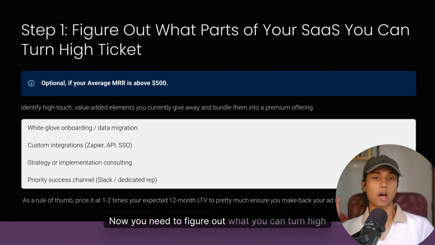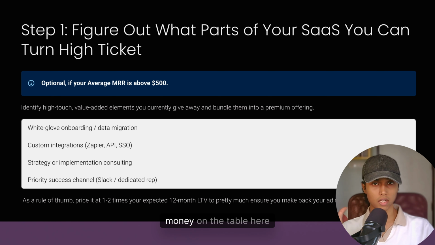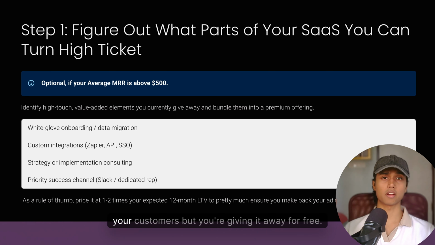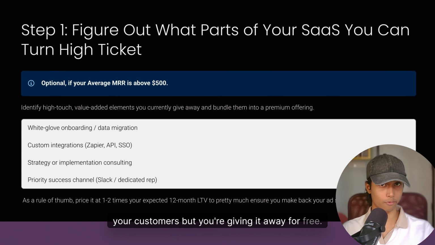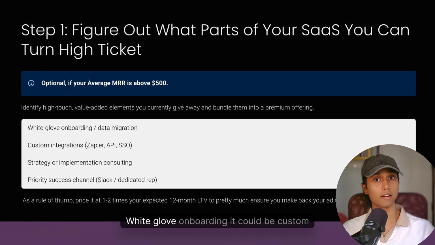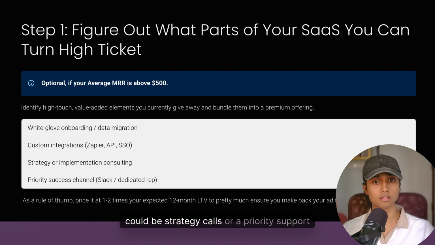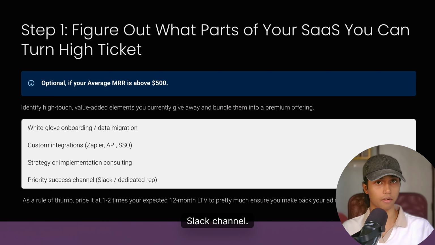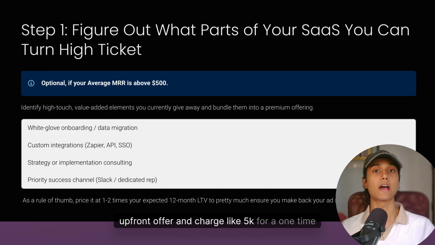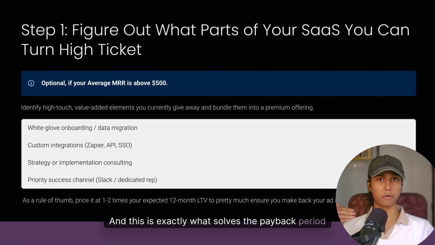Now you need to figure out what you can turn high ticket, right? Because most SaaS founders leave a huge amount of money on the table here. Because you're already doing high value things for your customers, but you're giving it away for free. Like, you could charge a one time fee for a lot of things. White glove onboarding, it could be custom integrations, could be strategy calls, or a priority support Slack channel. You can even bundle all of those into a premium upfront offer and charge like 5K for a one time setup fee. And this is exactly what solves the payback period problem.